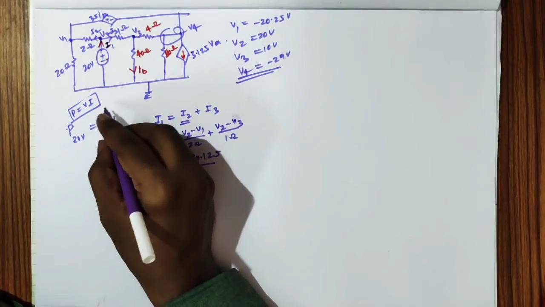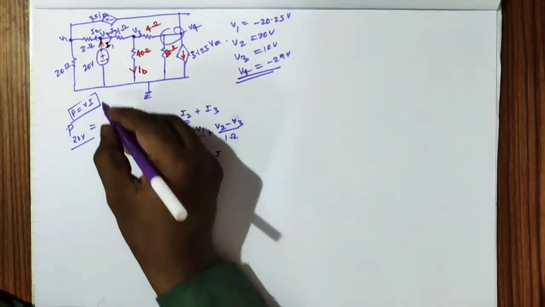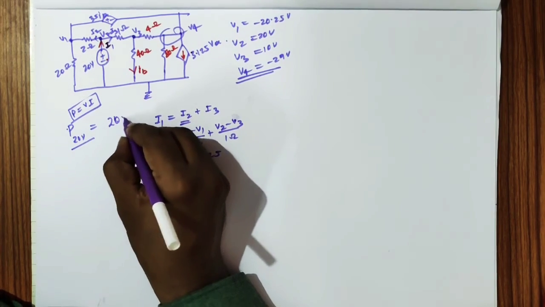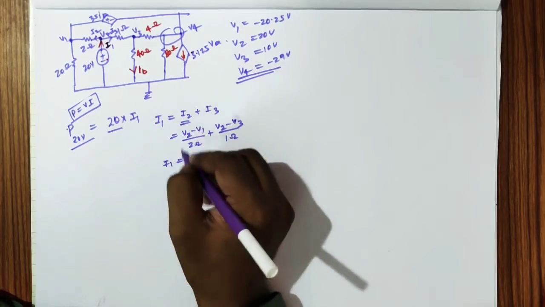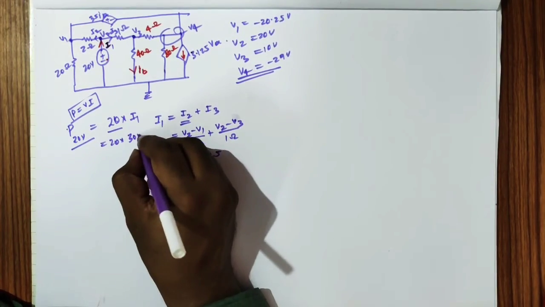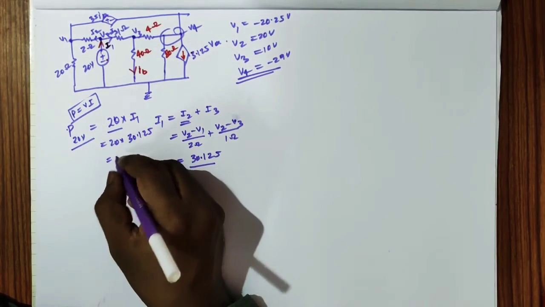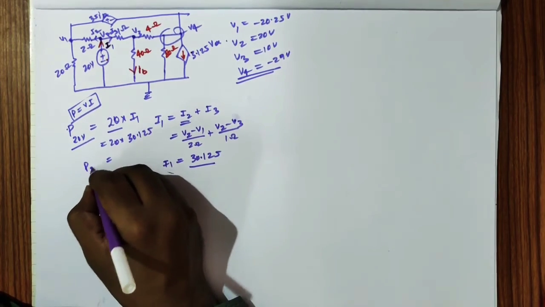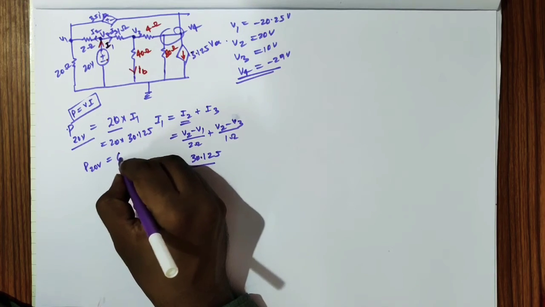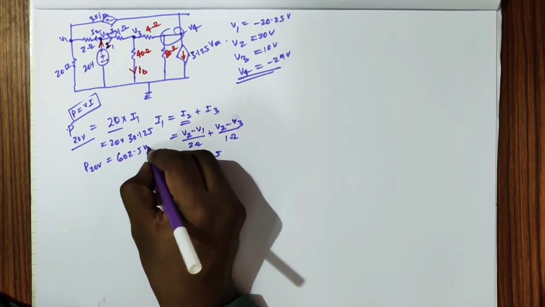So the power delivered by this 20 volts is the voltage, which is 20, times the current I1. So substitute this I1: 20 times 30.125. So you obtain the value of P20 as 602.5 watts. Okay.